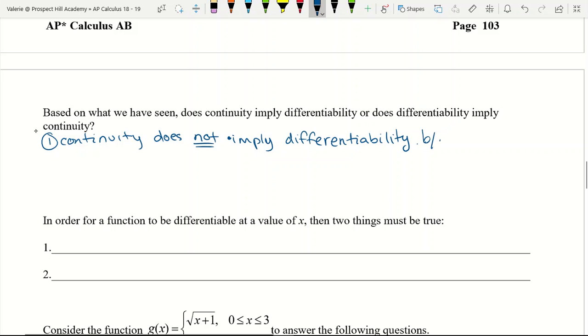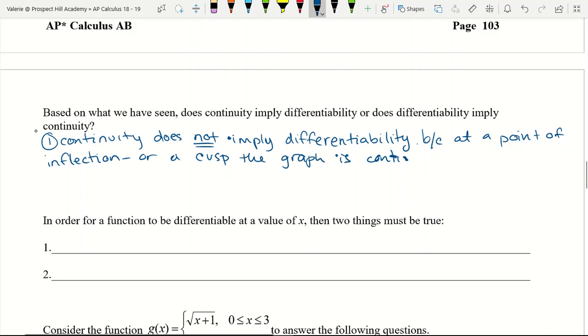Because at a point of inflection, or a cusp, the graph is continuous, but not differentiable.